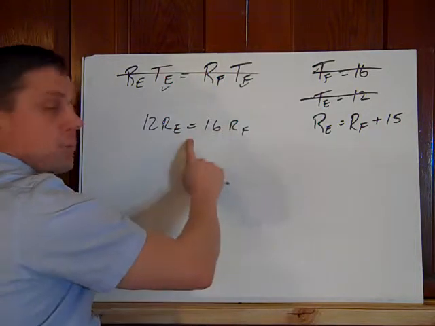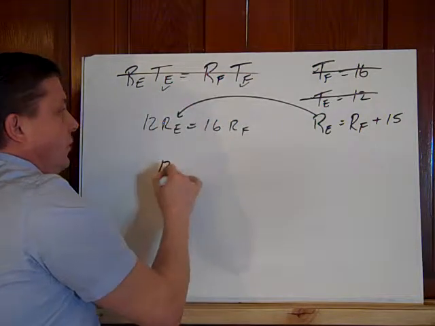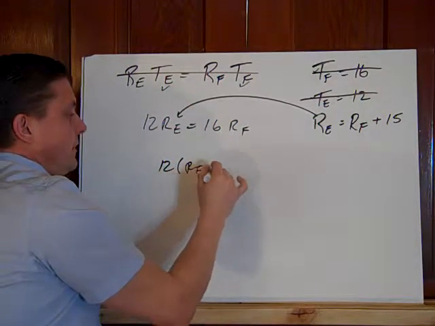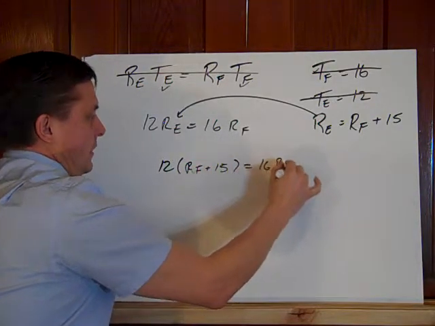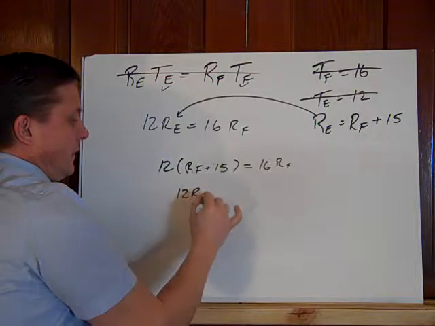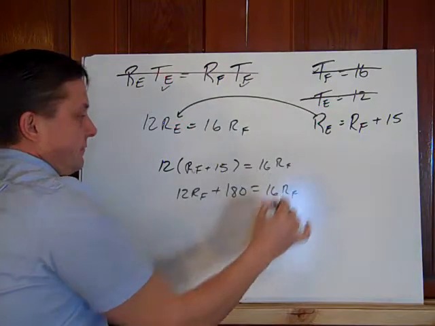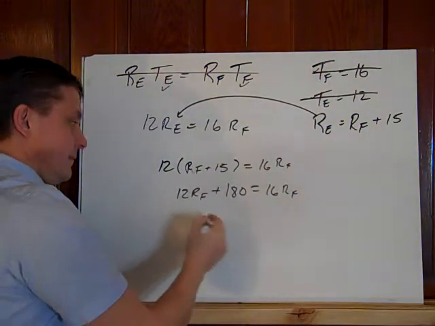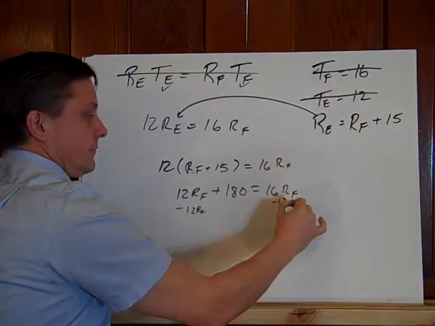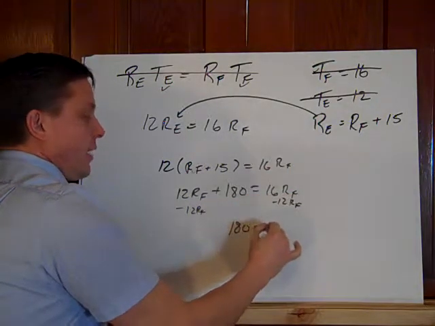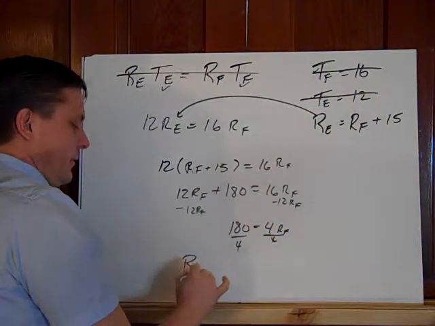Well, what two does that leave? It leaves the one I developed and this one. Well, I can replace RE. So 12, instead of RE, I can write RF plus 15. Alright, I'll distribute 12RF plus 180 equals 16RF. And I'll subtract 12RF on both sides. And I'll get 180 equals 4RF. Divide by 4, and I get RF is equivalent to 45.